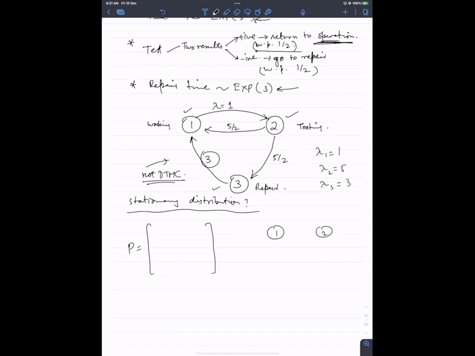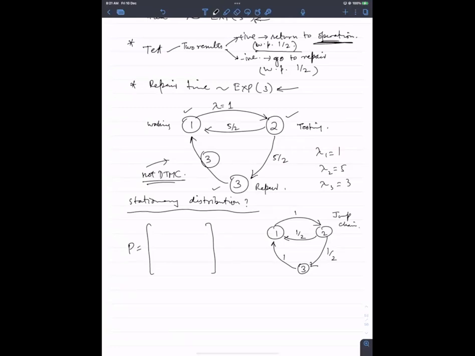सो 1, 2, 3. सो फ्रॉम वर्किंग स्टेट यू विल ऑलवेज गो टू स्टेट 2 विद प्रोबेबिलिटी 1, एंड विद प्रोबेबिलिटी 1 ओवर 2 यू विल कम बैक टू हेयर, विद प्रोबेबिलिटी 1 बाय 2 यू विल कम बैक टू हेयर, एंड विद प्रोबेबिलिटी 1 यू विल गो टू स्टेट 1. So this is your jump chain.